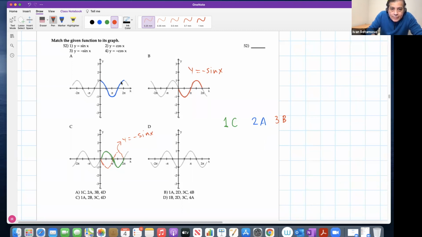Cosine is this, right? So if you take that reflection about the x-axis, you will get a V backwards here, and this is what is shown here precisely. Look here. Here's the V backwards, opening downward. This is y equals minus cosine of x. And this should be the one that you pair up with 4. 4 gets paired up with D, right?